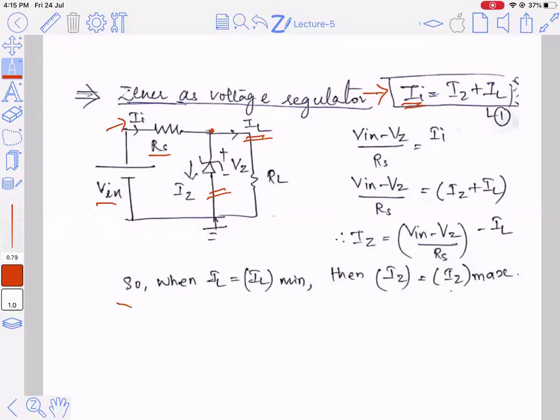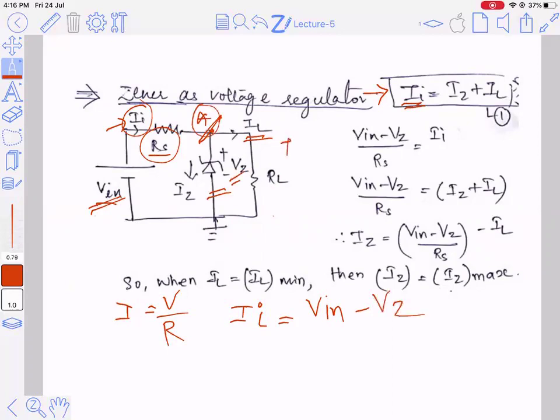I is nothing but V by R. So if I want to write II, this current, it is nothing but the difference of this potential and this potential divided by the resistance. So it is VN minus, what is the potential at point A? It is Vz, no? VZ, the Zener diode. Or you can also write V naught, it's the same, since they are in parallel. So VN minus VZ divided by RS. Is this clear?